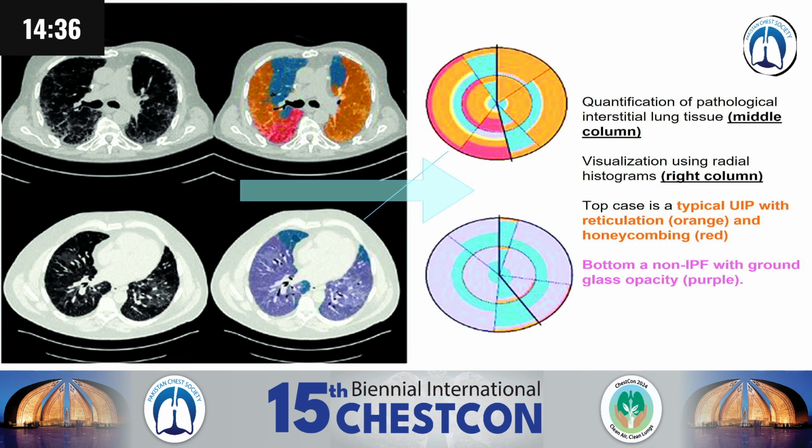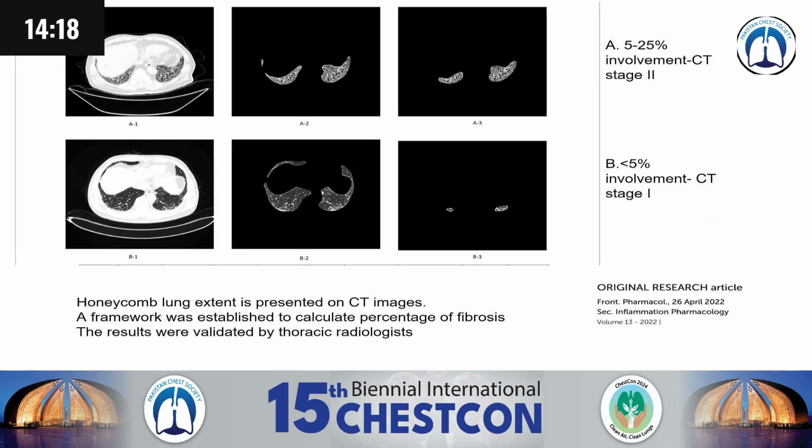This is how it is done. You can see here on the screen, the upper one is the IPF, the lower one is the non-IPF. In the IPF, you can see the orange part, which is the reticulations, and the red part is your honeycombing, and below is your non-IPF, which is the ground glass. There was another study which quantified the fibrosis by AI, and this fibrosis quantification was validated by the thoracic radiologist.